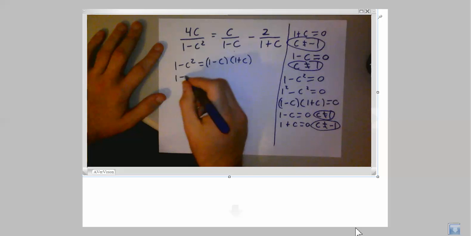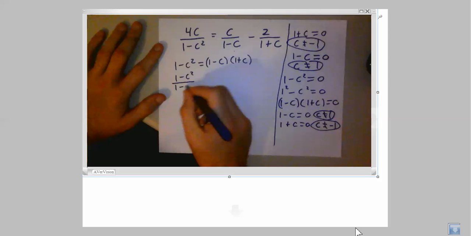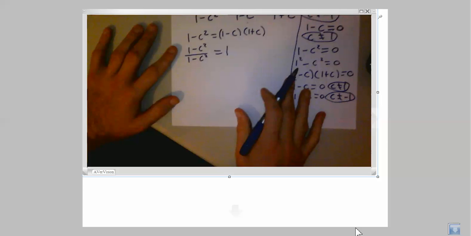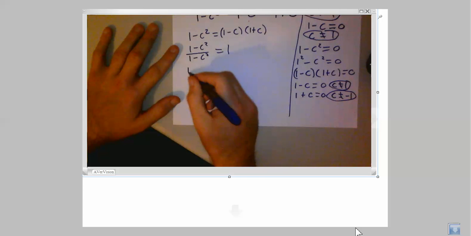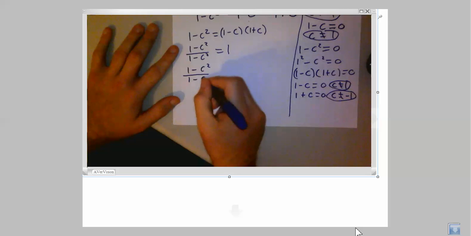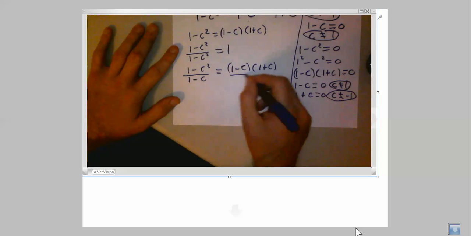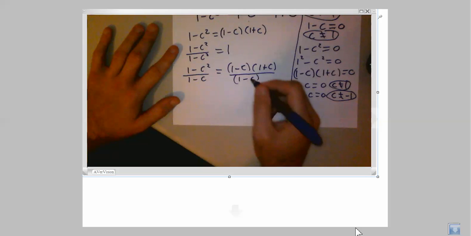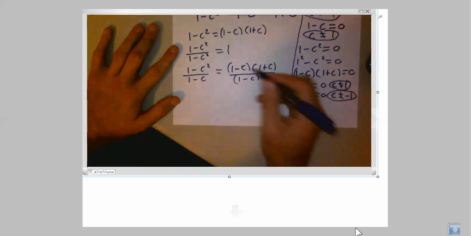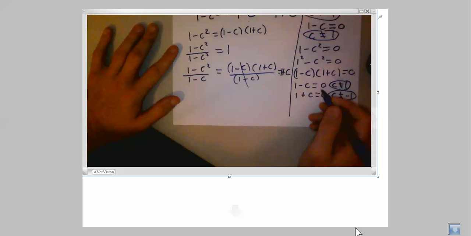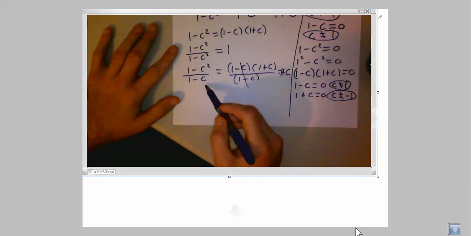So we have 1 minus C squared divided by 1 minus C squared is equal to 1 because anything divided by itself is 1. Now if we look at our next denominator, 1 minus C squared divided by 1 minus C is equal to 1 minus C times 1 plus C divided by 1 minus C, like we have up here, just using this identity. Now these cancel, and this is equal to 1 plus C, right? So 1 minus C squared is divisible by 1 minus C, and it gives us 1 plus C.